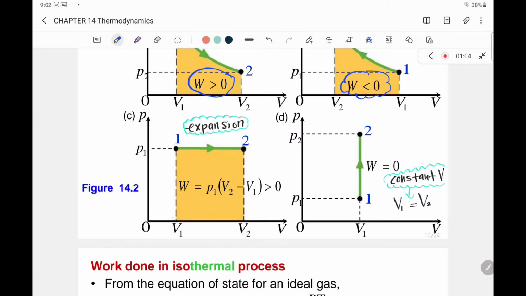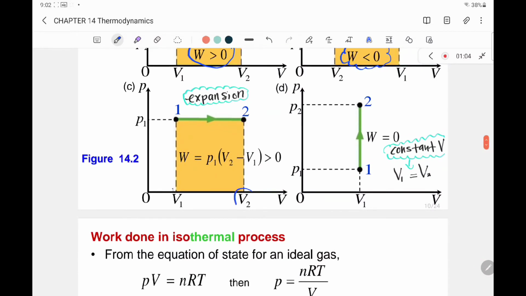Graph C is the expansion of gas. Final volume V2 is greater than initial volume V1. So work done also is greater than 0, is positive work done. Graph D, there is no area under the graph. Volume is constant. So work is equal to 0, because with volume constant, the initial volume is equal to the final volume.